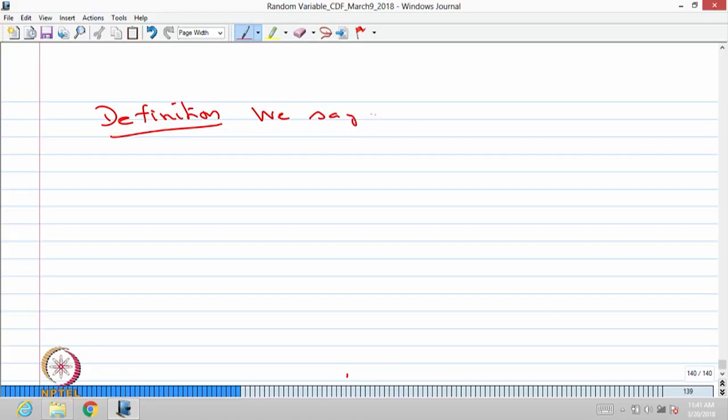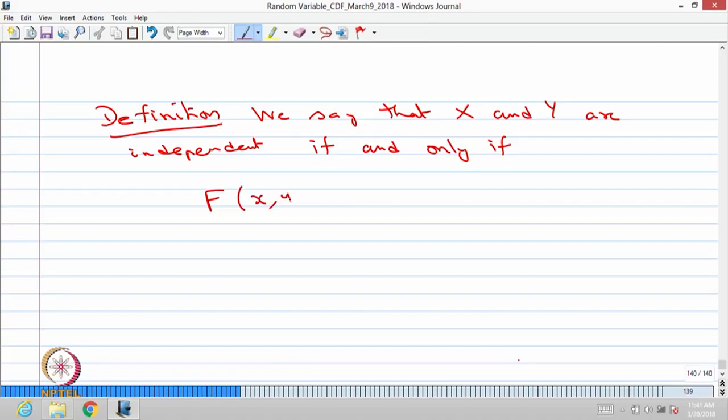We say that the random variable X and the random variable Y are independent if and only if the CDF of the two-dimensional random variable is the same as the product of the CDFs of the one-dimensional random variables. Whenever I write the suffix, it means the CDF corresponds to those random variables. So F suffix X, Y is the CDF of the two-dimensional random variable. F suffix X is the CDF of the random variable X. F suffix capital Y is the CDF of the random variable Y.